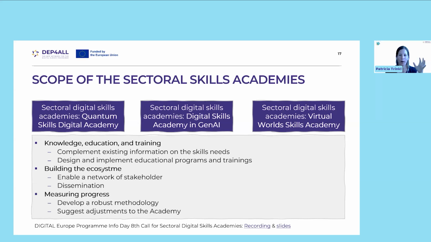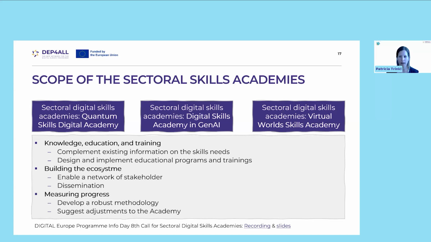Okay, so while all of the skills academies, they're set up to target one specific challenge of each sector, they have kind of a common approach. So all of these academies, they are centered around 3 main pillars. So the pillars are knowledge, education, and training, building the ecosystem, and measuring the progress. Of course, for details, you need to look into specific core topics of each academy, but this is now a more general overview.